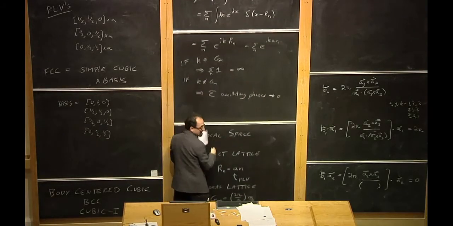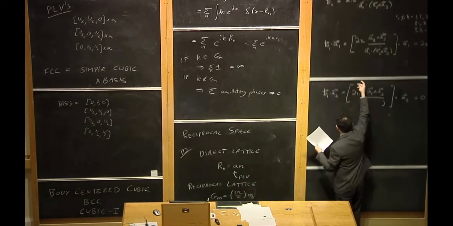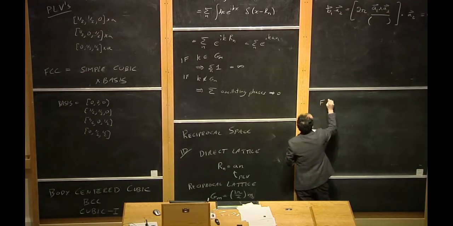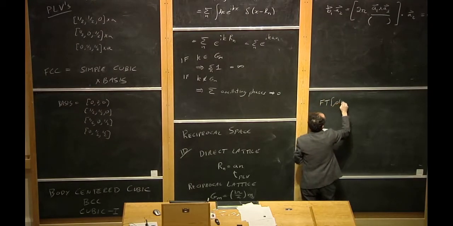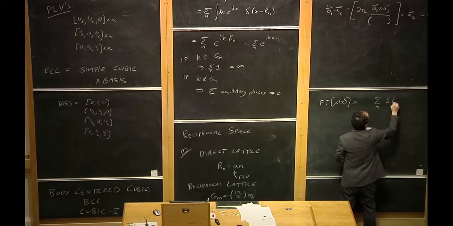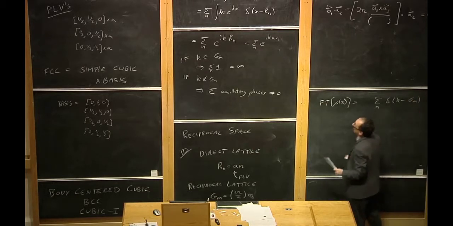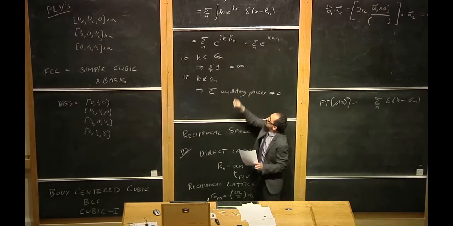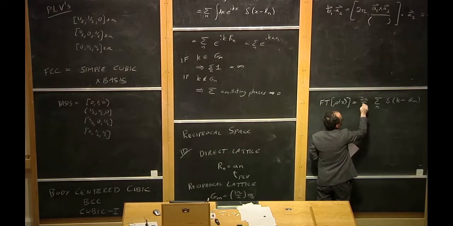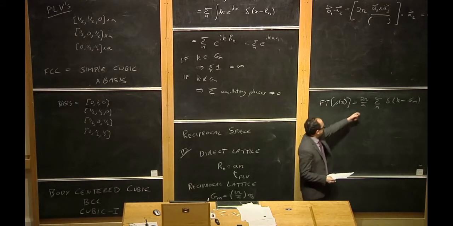So at the end of the day, what we have is that the Fourier transform of this delta function comb is a sum over all possible reciprocal lattice vectors, k minus G_m, of an infinitely big peak at the position of the reciprocal lattice vector. And if you do it carefully, you get a factor of 2 pi over a out front, a being the lattice vector.